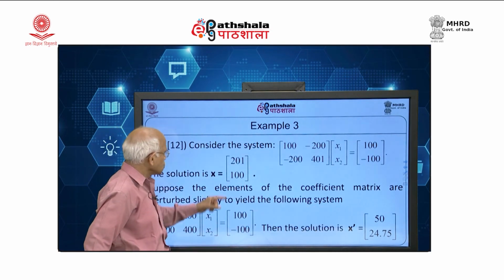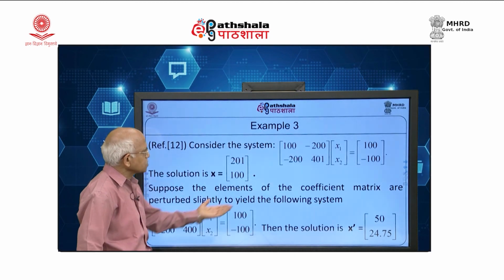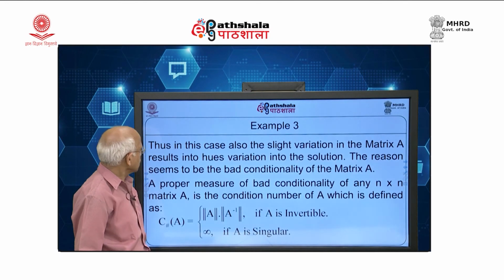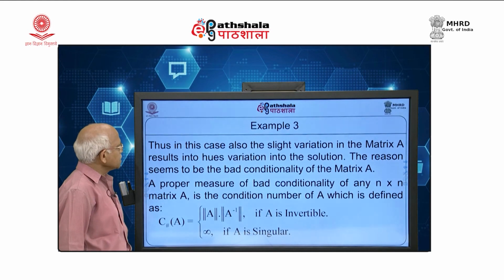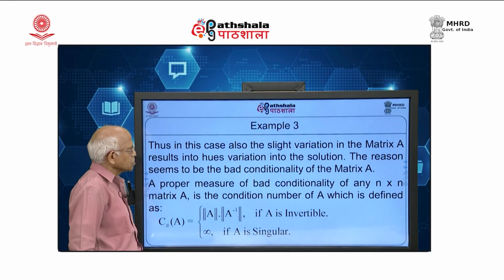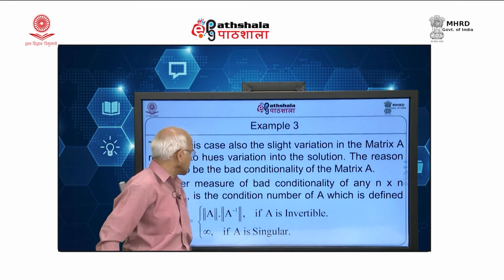You can see that the solution is far off, whereas the coefficient matrix is not that far. I mean, it is very close, and therefore, again this is an instability here. So, in this case also the slight variation in matrix A results in a huge variation in the solution. The reason seems to be the bad conditionality of the matrix A.